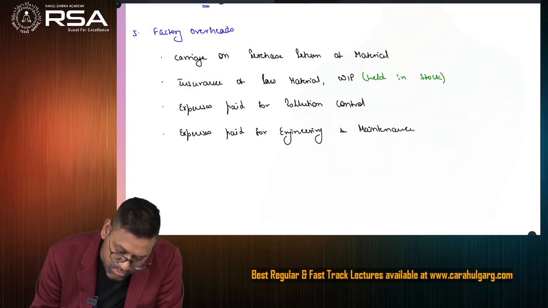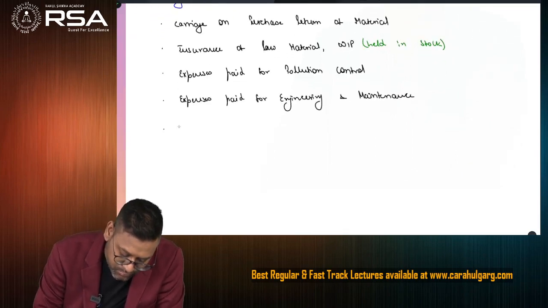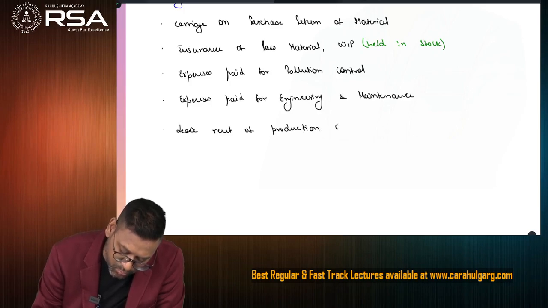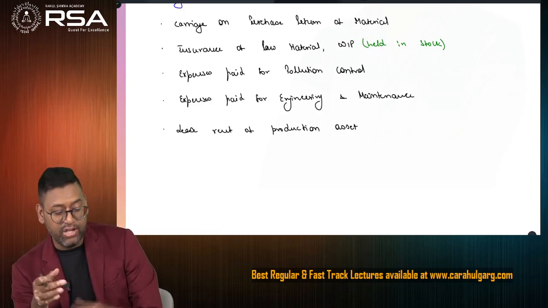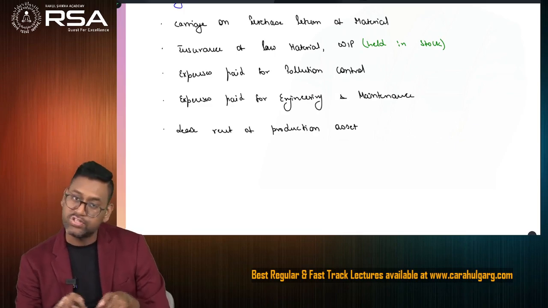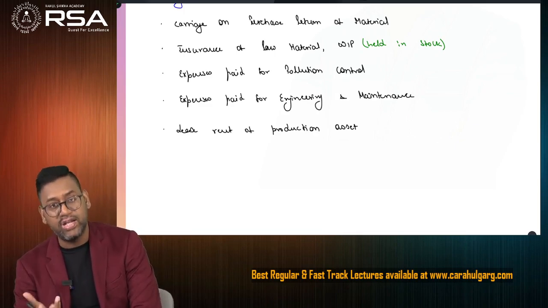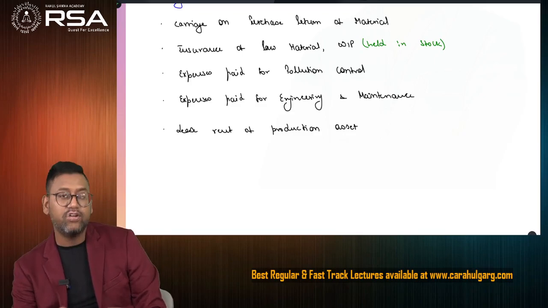These all are the terms related with the factory. Lease rent of production asset. Now, what does it mean? Production asset simply means any machinery, etc. If I have taken it on rent rather than buying, then the lease rent shall come here. If I have bought this item, then the depreciation shall come over here.